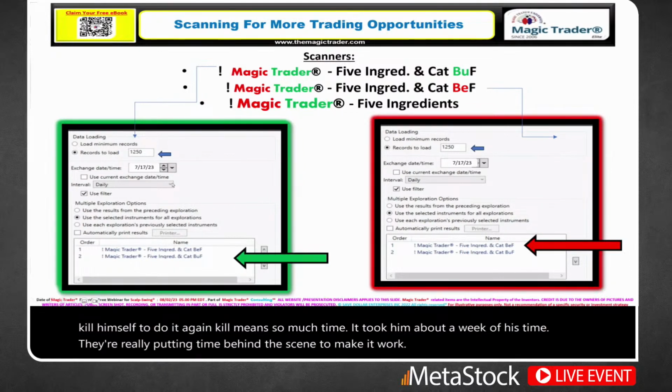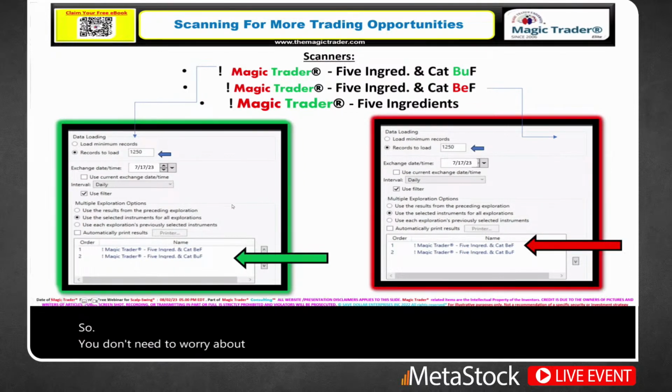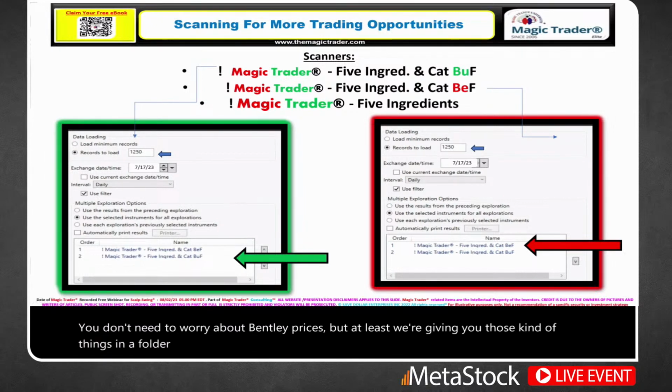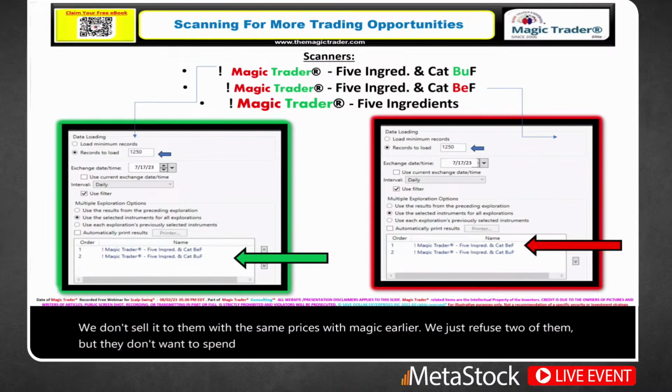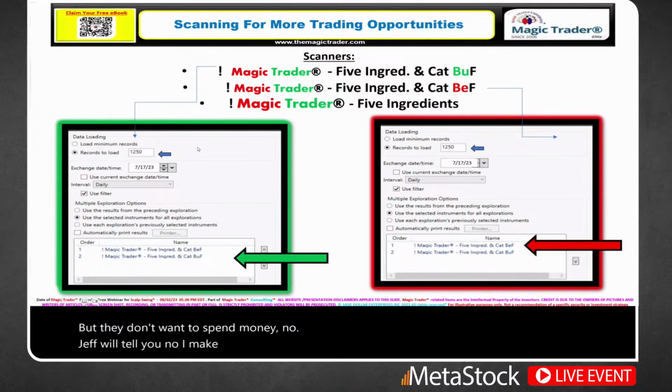So you don't need to worry about Bentley prices, but at least we're giving you those kinds of things at affordable prices. Institution clients pay much more in data feed, and we don't sell it to them at the same prices as Magic Trader. We just refused some of them because they don't want to spend money. Jeff will tell you, no, I make choices. They have to pay prices, so that retail people can have a better deal. That's what is really happening.